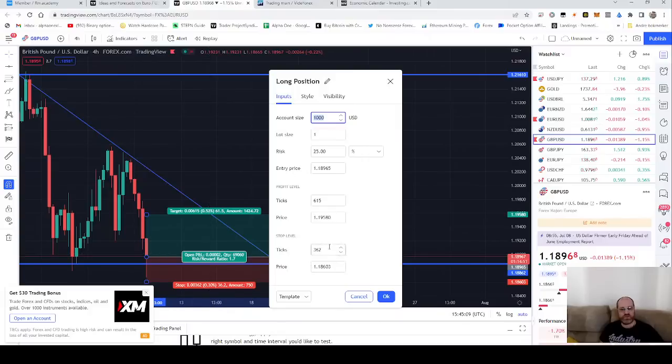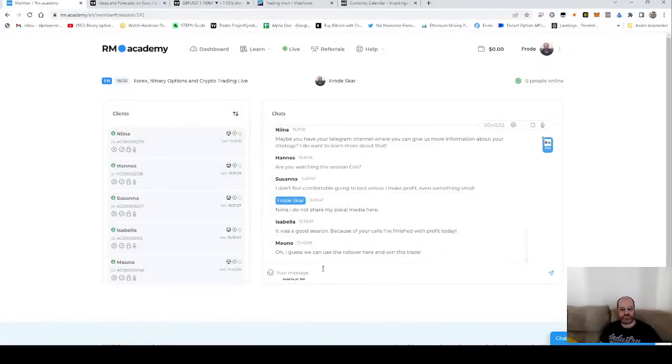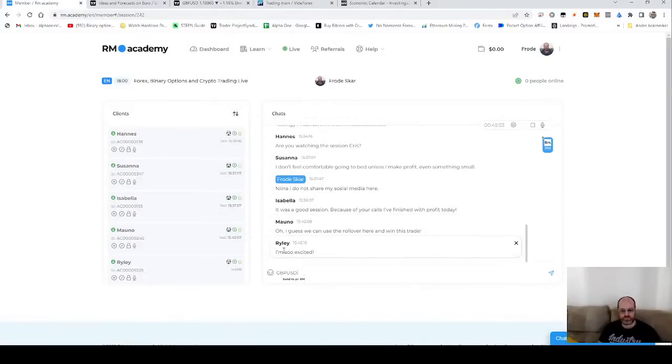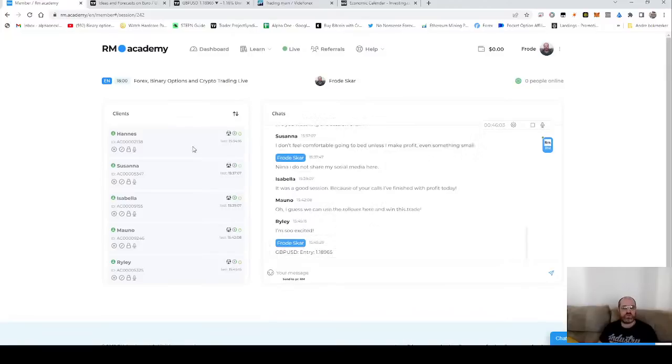We take this trade. So GBP USD entry is right now. Let's mark it up. GBP USD. Let's take entry there. I was not supposed to push enter, but okay.